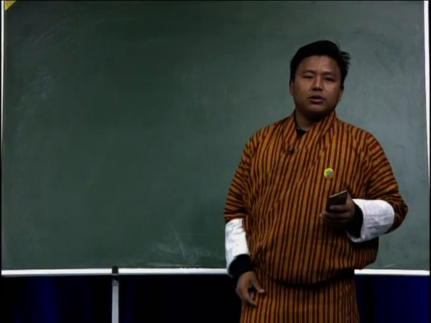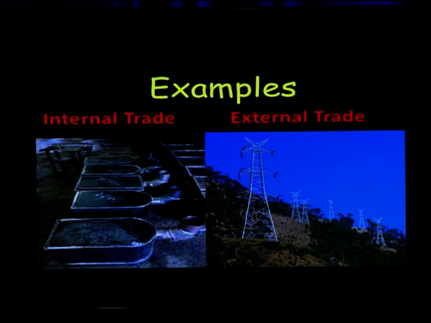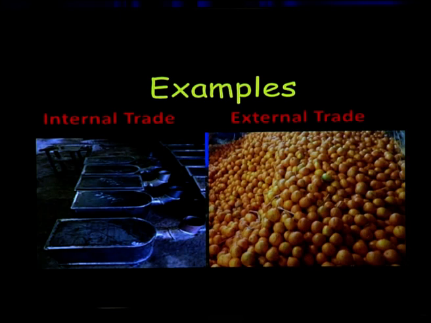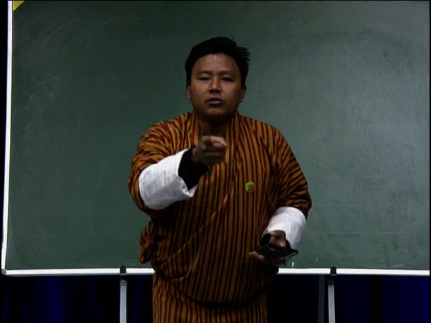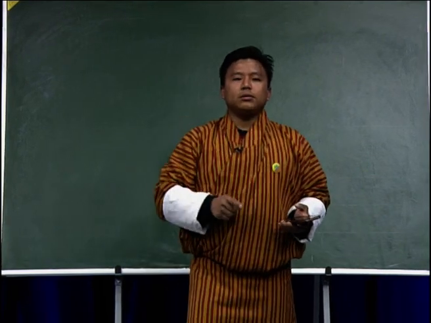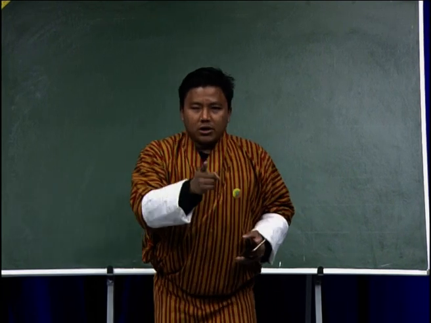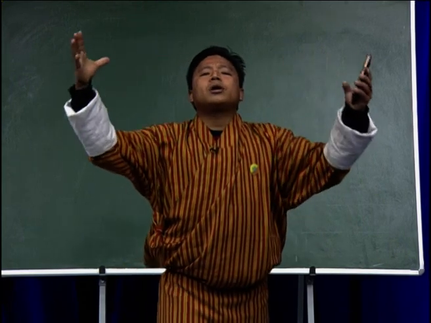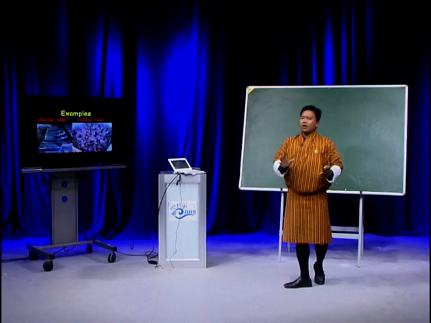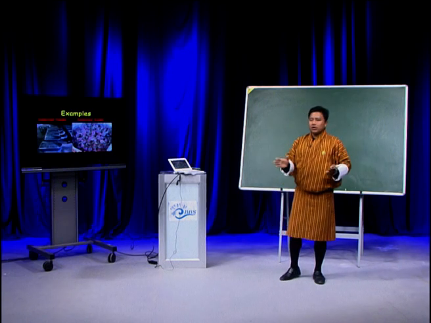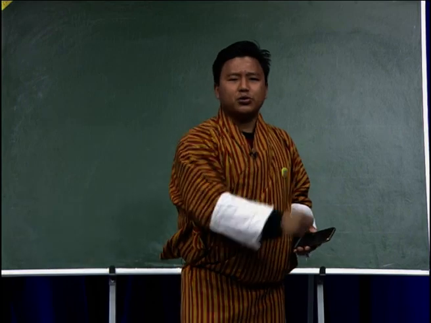Now, about external trade. When Bhutan exports electricity, when Bhutan exports cash crops like oranges and cardamoms, we call these examples of international trade, or external trade. Why? Because there is the involvement of two or more countries. Yes, you're right. Now with this, we learned what is meant by trade and examples of trade. Now let us differentiate these two types of trade.